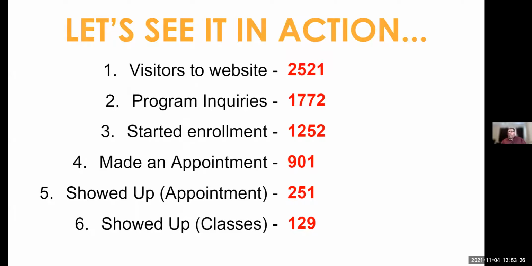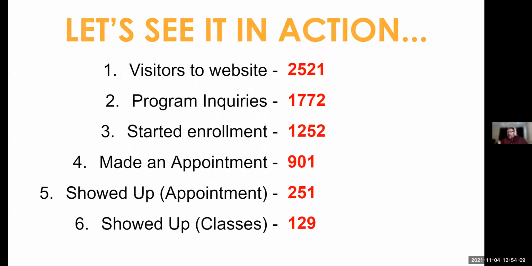So in this scenario, they had 2,521 visitors to the website. That led to 1,772 people completing a form, a very short form indicating they were interested in either ELL or HSC or a career training opportunity. That led to 1,252 people starting the enrollment process, which for us is creating an account in our system. So we know that number. 901 of them made an appointment after that was all said and done. And then 251 actually showed up for that appointment, and 129 showed up in class.